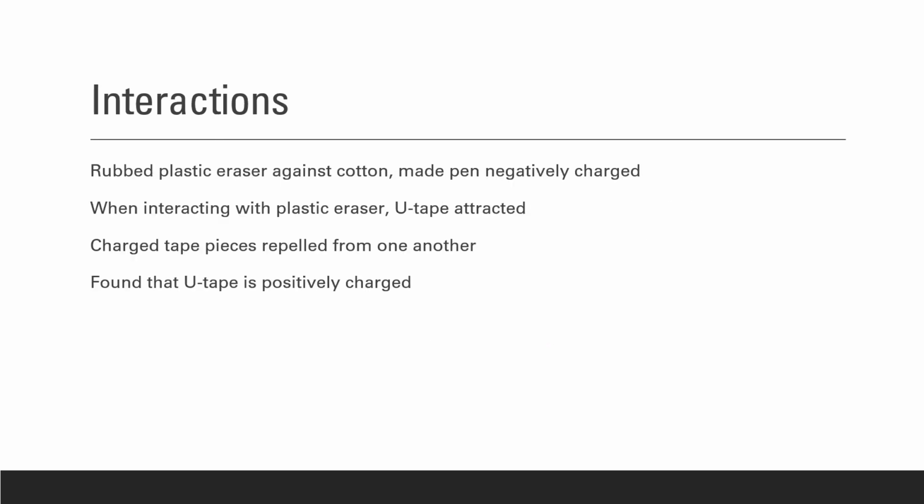The interactions that were measured as a result: when I rubbed the pen against cotton, it made the pen negatively charged. And then the U-tape was attracted to the pen. I did the same thing with the plastic eraser and the pen, and the U-tape was attracted. And then when the charged pieces of tape were interacted with one another, they were repelled. And from these interactions, we know that the U-tape is positively charged.